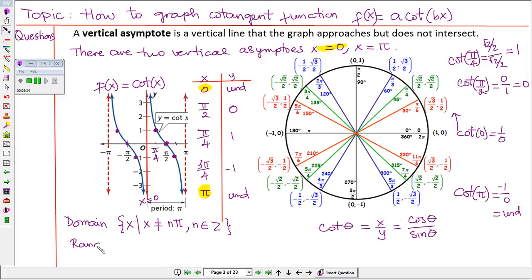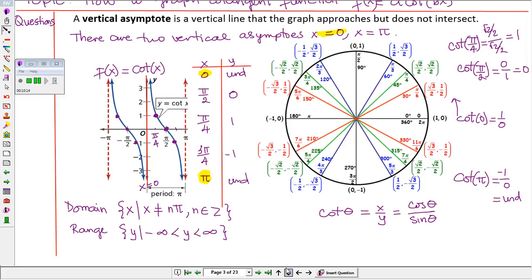Let's move on to the range. The range, you can see right here that the graph just stays from the y value of negative infinity to positive infinity. So I'm going to say the range, I'm going to use the set builder this time, is the collection of all the y values such that negative infinity is less than y is less than positive infinity. Or you can use the interval notation.